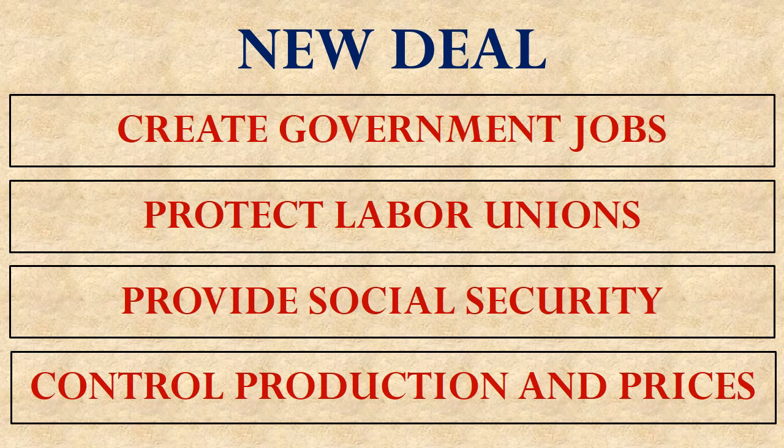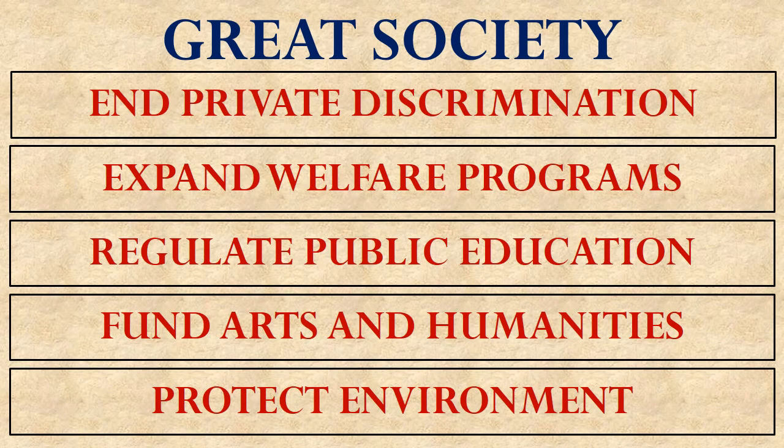We went through, in some detail, some of the major programs of the New Deal about creating jobs, helping labor unions, providing Social Security, and controlling production and prices. We also went through some of the major programs of the Great Society to end private discrimination, expand welfare, regulate public education, fund the arts and humanities, and protect the environment.